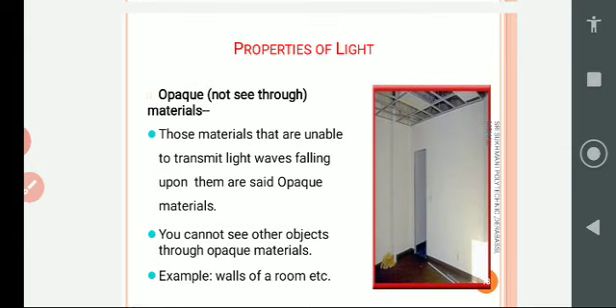The third category is opaque, meaning those through which we cannot see. These materials are unable to transmit light waves falling upon them, and they are called opaque materials. Example, walls of the room.